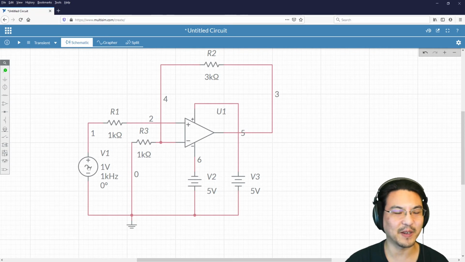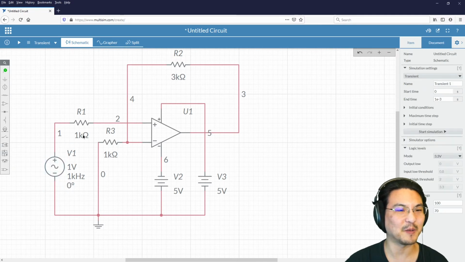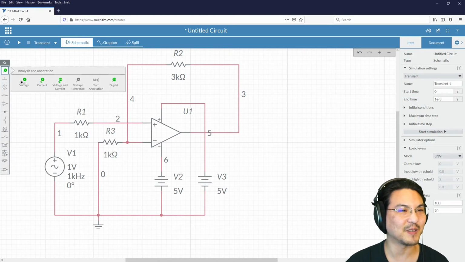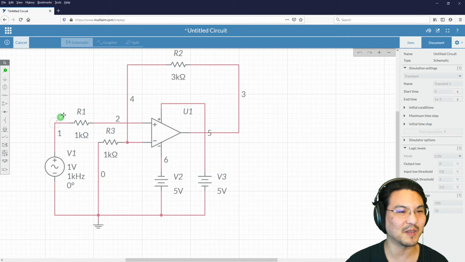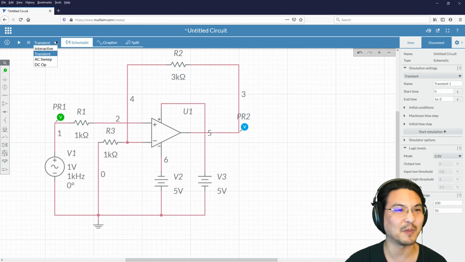Right now I have this set at 1 volt. So the input's going to be a 1 volt sinusoid, and the output we expect to be a 4 volt sinusoid, non-inverted. So let's put some probes here to measure. This is the input, and this is the output. We're expecting a 1 volt sinusoid on the input, and 1 plus 3, a 4 volt sinusoid on the output. So I'm going to pick transient, run it.